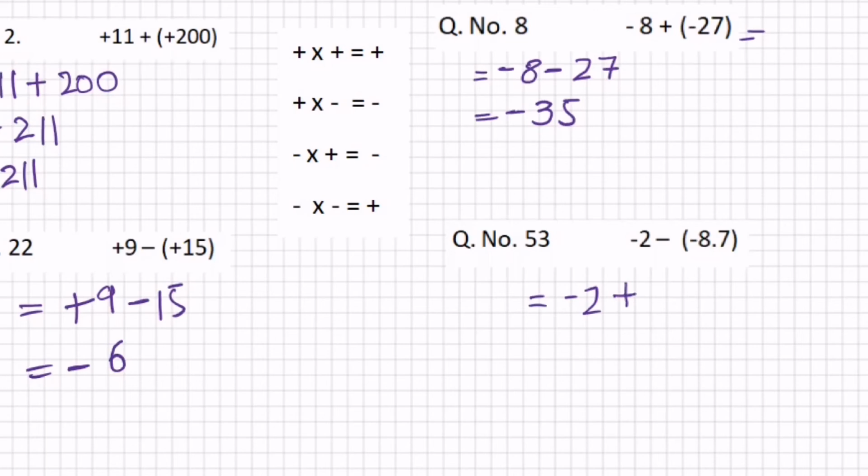Now there is no need for the bracket, because the bracket was with the minus 8.7. As we multiplied this sign inside, there is no need to write the bracket. So plus 8.7. Now look here, which sign will we put here? Which is the greater number, 2 or 8.7? 8.7, so we will put here plus.